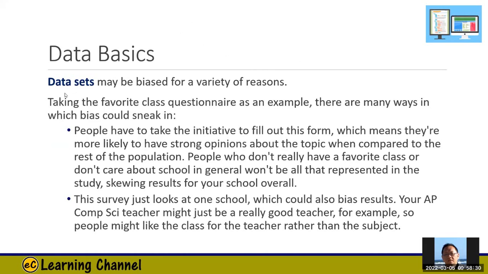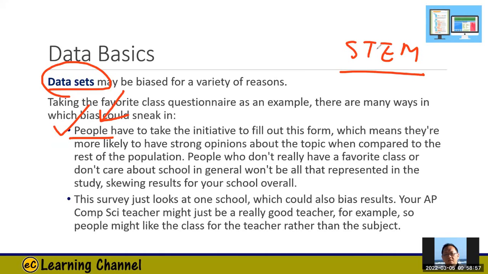Then we have the data. So a data set may be biased because of a few reasons, okay? Number one, when you distribute a form, the people may have their own thoughts. So which kind of people you find, the data set may be biased. You send out a form to, say, STEM students, you may get some result. You send out a form to humanity-based students, then you may get a different result, okay?